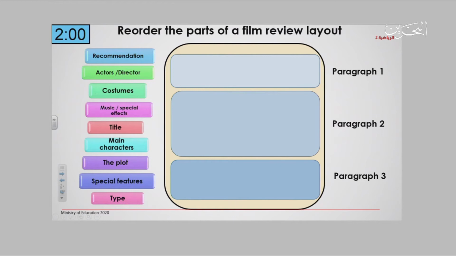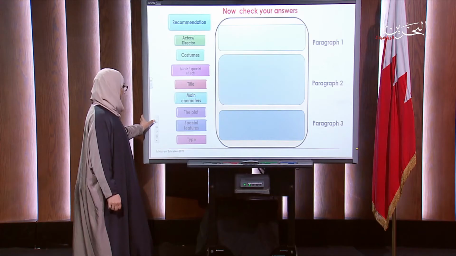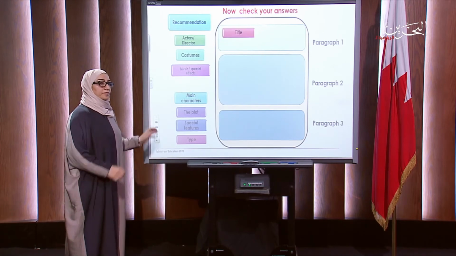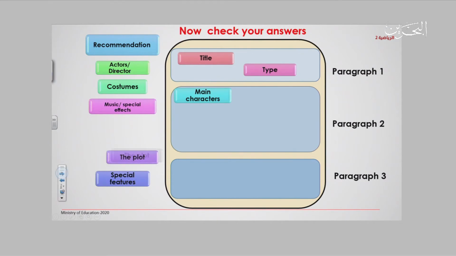Let's check the answers. Ready to check the answers? Please check your answers with me. Paragraph number 1. What do we have? Title, excellent. Type of the film. Paragraph 2, main characters. We mention it in the second paragraph. The plot, which means what? The story of the film in a brief way.